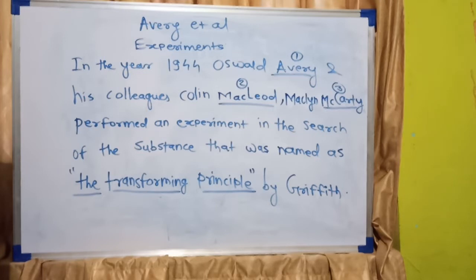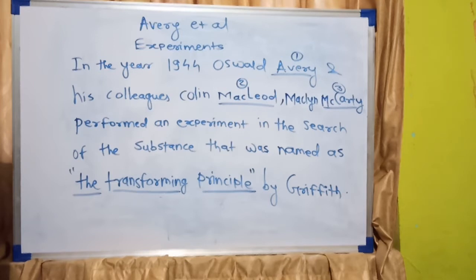1944, Oswald Avery and his colleagues Colin MacLeod and Maclyn McCarty performed an experiment in search of the substance that was named the transforming principle by Griffith. Griffith was not able to pinpoint what was the substance that had changed R2 into S3, taking the substance known as the transforming principle from the dead S3 cells.